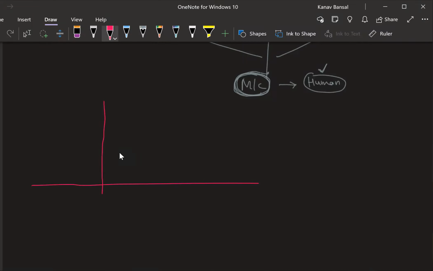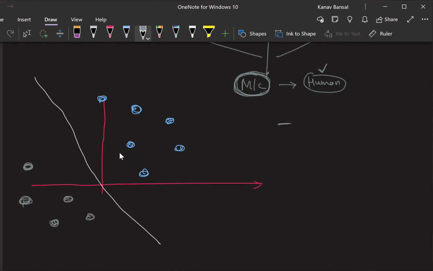See, let's say we have this line and the data is spread out like this. Data can be anywhere, right? This is the data. Let's say all the grayish dots are negative, and all the bluish dots are positive data points, right?